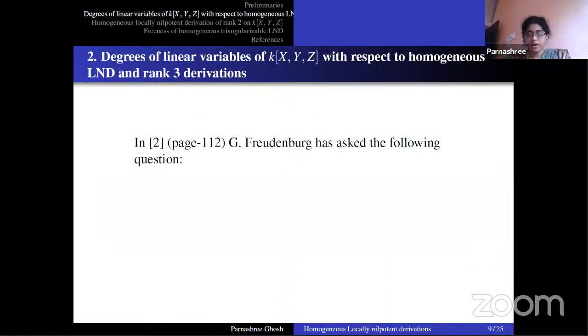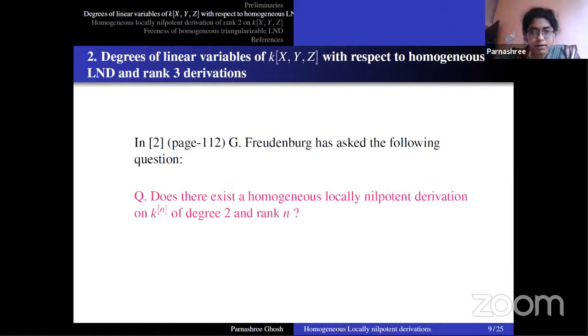So now I proceed to the rank 3 locally nilpotent derivation. Our work basically started with the question of Freudenberg. The question is, does there exist a homogeneous locally nilpotent derivation on Kn, the polynomial ring in n variables, which has degree 2 and rank n? This question has a negative answer for n equals 1 and n equals 2. So we investigated this question for n equals 3.